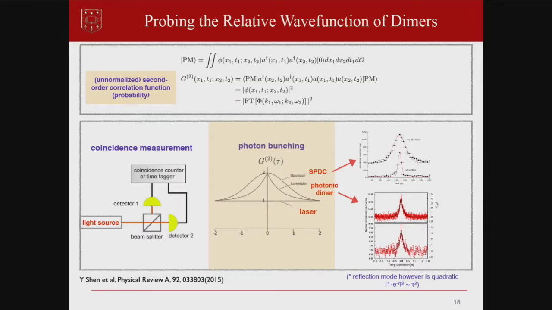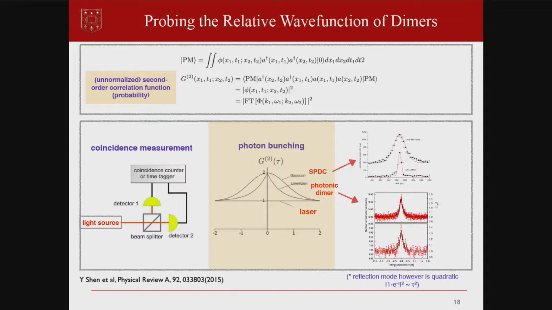And before I move on, this probably is the only slide that contains mathematics. When we perform a coincidence measurement, what we really probe is the relative wave function. For example, here represents the state of a two-photon state. Here, this is the creation operator of the photon. Create one photon, create another photon. This is the wave function. When we perform the coincidence measurement, what we measure effectively is that we annihilate two photons.